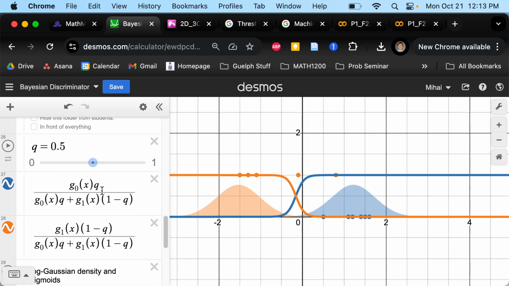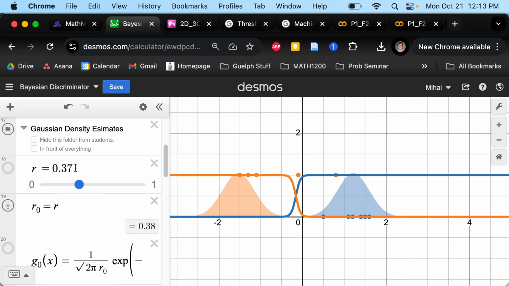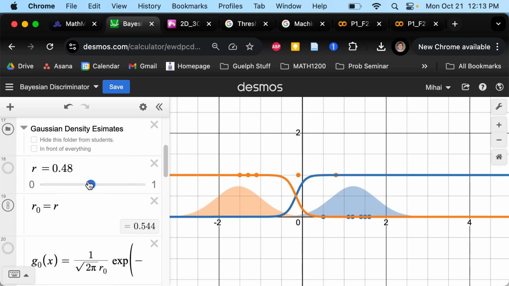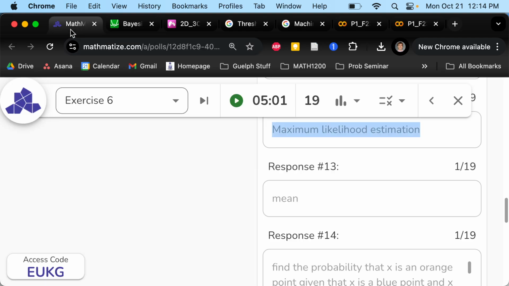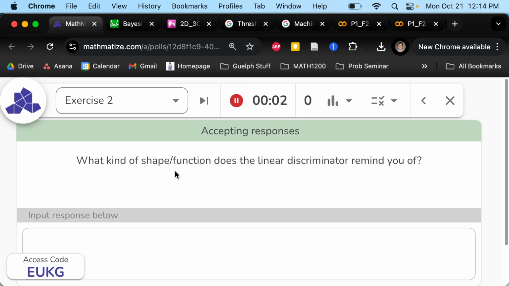Once again, you can play with the parameters, right? Nobody tells you what the thing should be. Oh, they always look like that. That's interesting. This looks kind of familiar. This function looks like something we've seen in the course, right? Obviously the orange is 1 minus the blue, but it looks like this nice thing where it's flat, flat, flat, and then it goes up, and then it's flat again. That has a name. We saw that earlier. You tell me what it is in mathematics. What kind of shape or function does that linear discriminator remind you of? I'll give you 1 minute to recall.